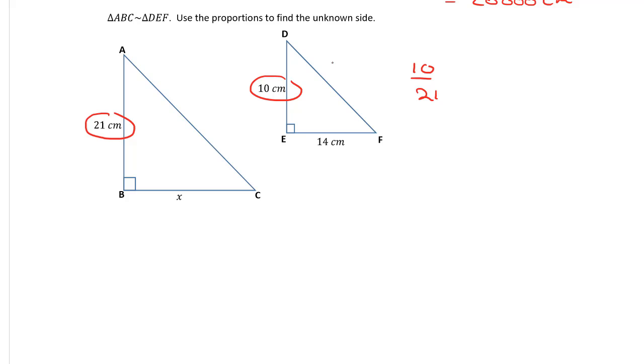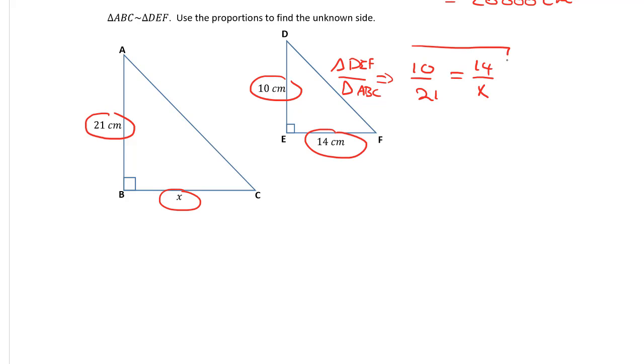Now I'm writing my ratios in this order, using triangle DEF and the corresponding sides as the numerators, and using triangle ABC and its corresponding sides as the denominators. We need to make sure that when we're writing our ratios that we keep them in the same order. Now, what we want to do is use the two corresponding sides that have the unknown in it. So here's the two sides that we're going to be using, and we have to start off with triangle DEF, so we're going to put 14 over side BC, which is x.